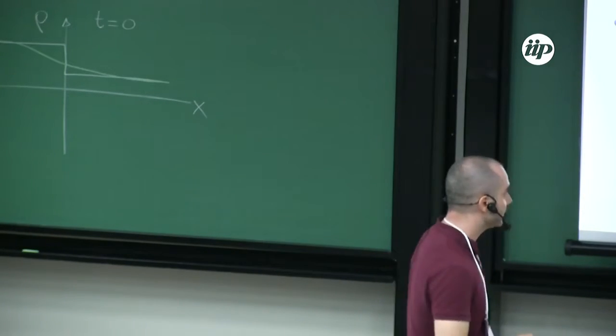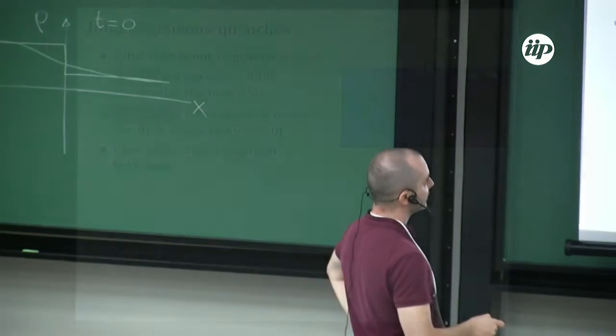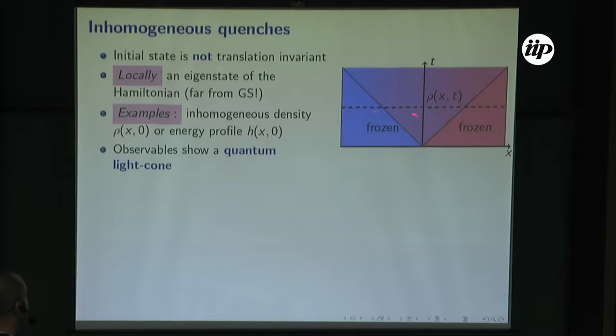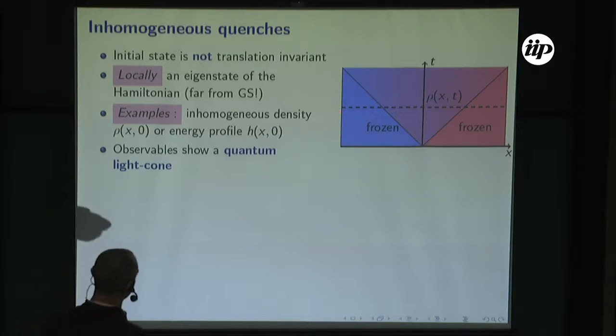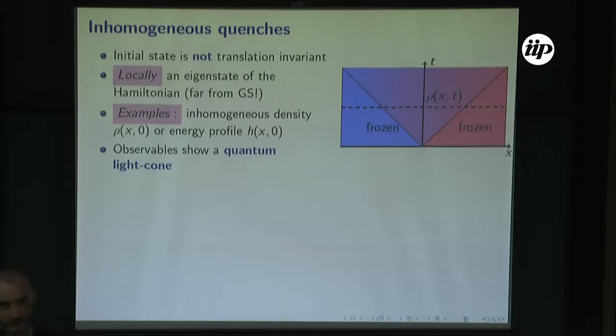If I plot the density profile in a space-time diagram, the function rho of x, the density, will be non-trivial inside a light cone, or inside the cone. Outside the cone, the system is frozen, in the sense that all the correlation functions are the same as we had in the initial state. So here the system is still in its original ground state with a fixed density, and here the same. I'm using this terminology of frozen because it is also used in the Stark problem that we will see later.